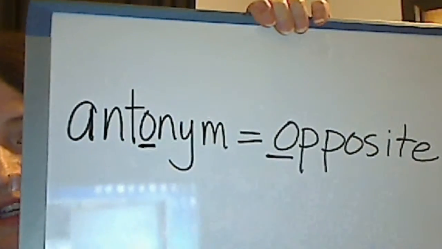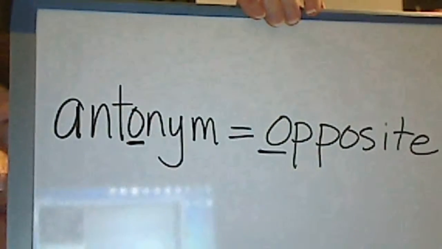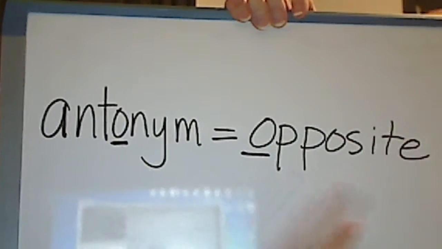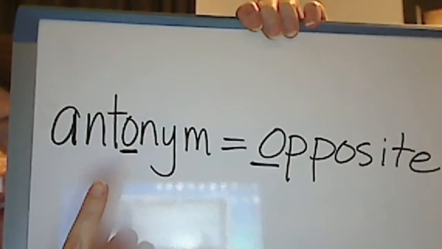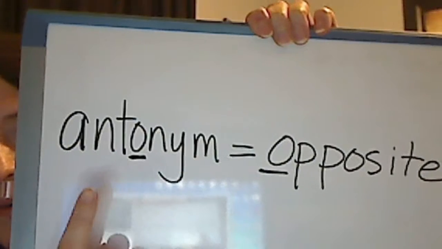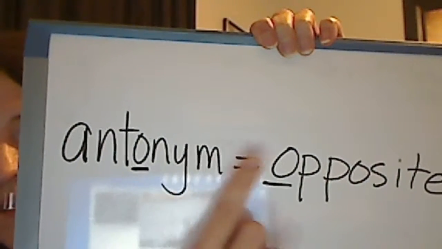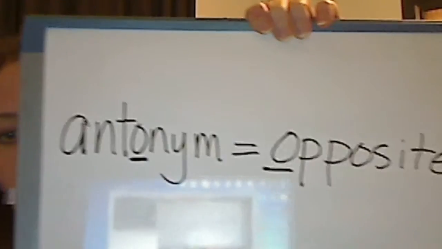Now when you're working with antonyms today, you can see here I've written on my board, antonym equals opposite. And I've underlined the O's here because I like to remember that there are O's in both words, because antonym, the O, is opposite.